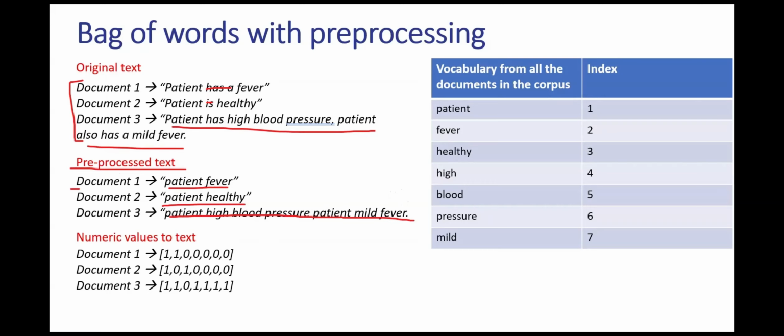Because we were able to do that, we can then apply our bag of words model to convert the text into numerical values. Same process as we had before. We created the vocabulary, or set of unique words, from the documents, so words like patient, fever, healthy, high, blood, pressure, and each word is assigned an index. Then for each document, we create a vector where each index corresponds to a word. If the word is present in the document, we assign 1 to that index. If it's absent, we assign 0. Same as what we did before.